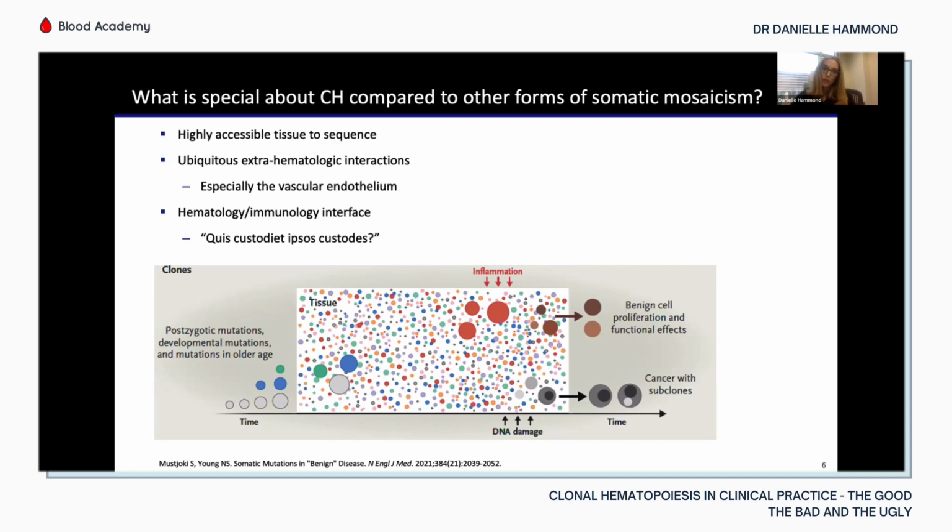And this quote here, which roughly translates from Latin to "who will guard the guards themselves," refers to how can we hold power to account when the enforcers themselves are corruptible. And another unique thing about clonal hematopoiesis is that the hematopoietic and immune system are two sides of the same coin. And so you have a portion of the immune system that's responsible normally for cancer surveillance that in its own right has gone rogue in the event of clonal hematopoiesis.